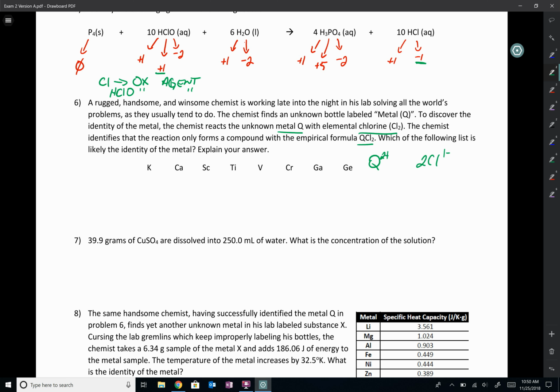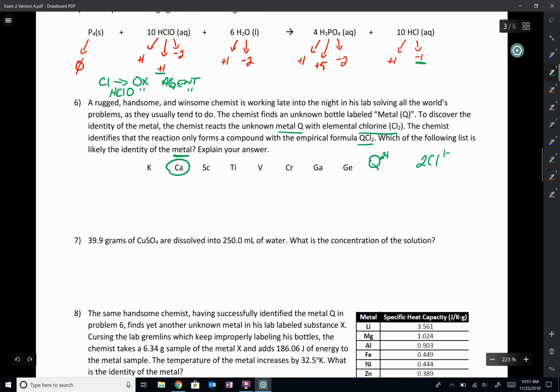I should elaborate on this. If I know that this is a metal, metals are going to form cations. Technically Q could have been fluorine and some other weird stuff, but that's not going to be the case here. FCl2 is just not going to form. We know it's a metal, so Q has to have a positive charge. It balances out with 2 Cl minuses, so its oxidation state or ionic charge has to be 2+.